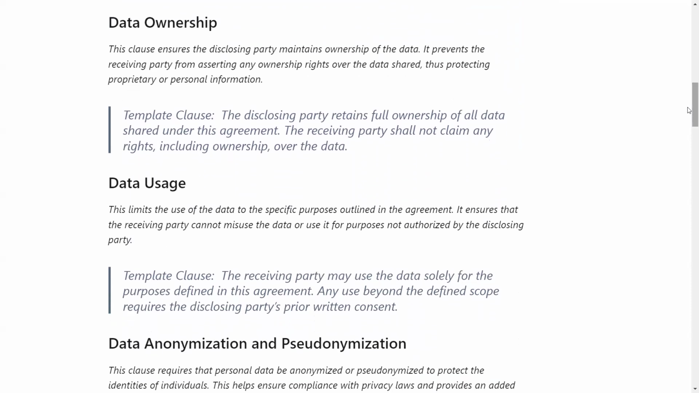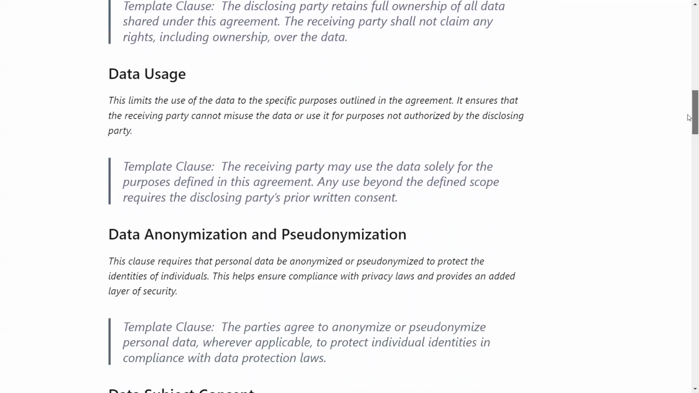Data ownership. This clause ensures the disclosing party maintains ownership of data. It prevents the receiving party from asserting any ownership rights over the data shared, thus protecting proprietary or personal information. Template clause: The disclosing party retains full ownership of all data shared under this agreement. The receiving party shall not claim any rights, including ownership, over the data.